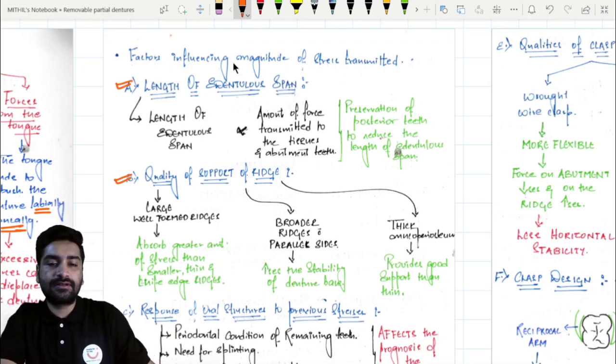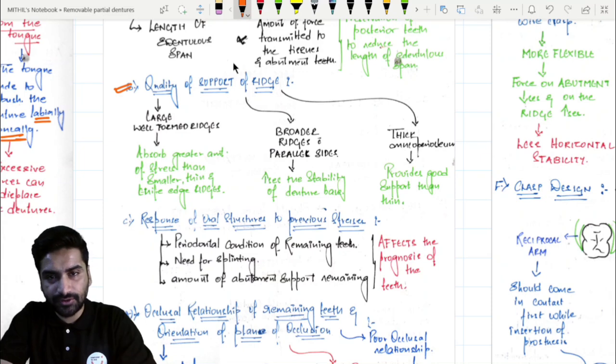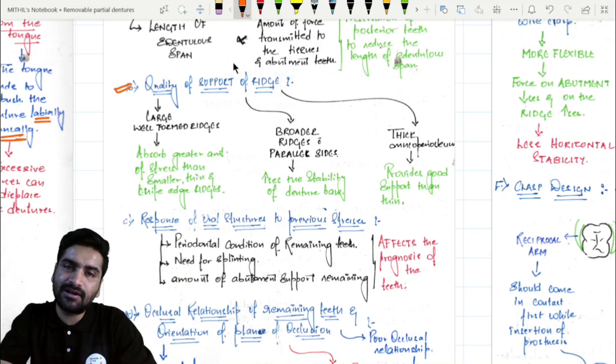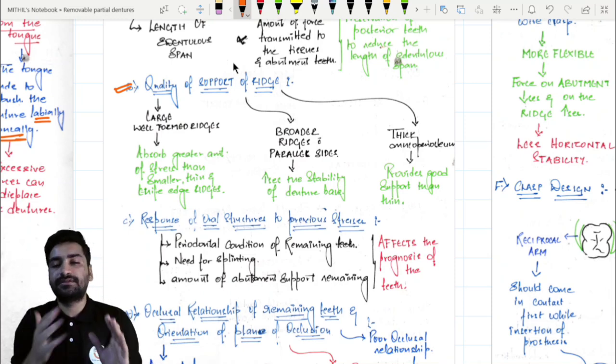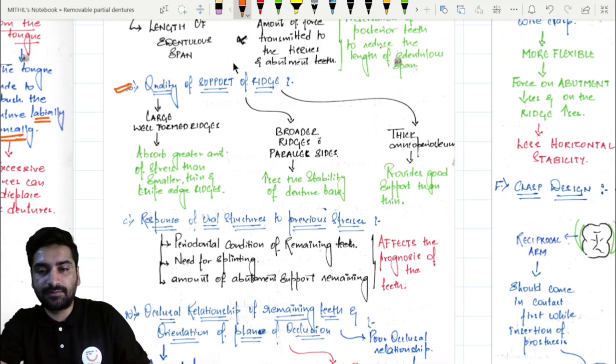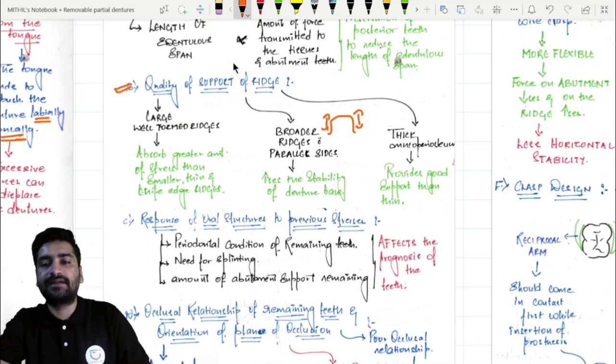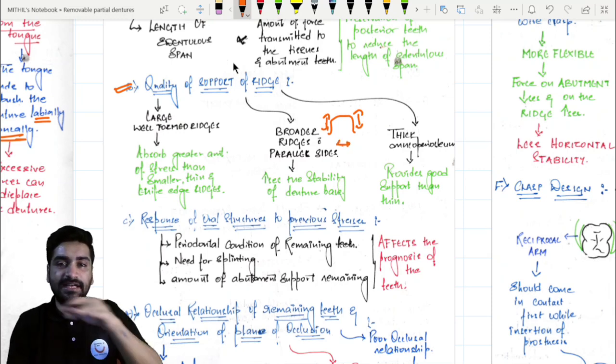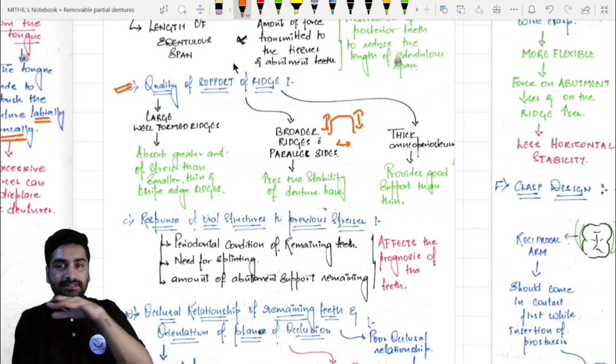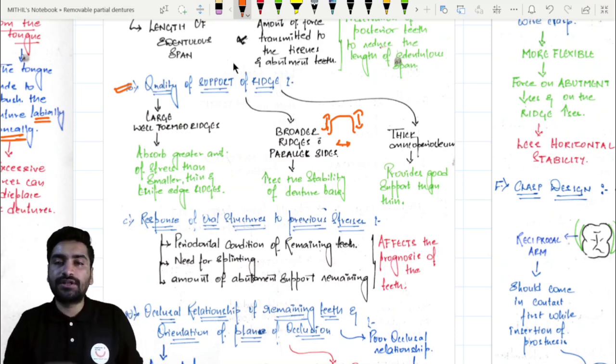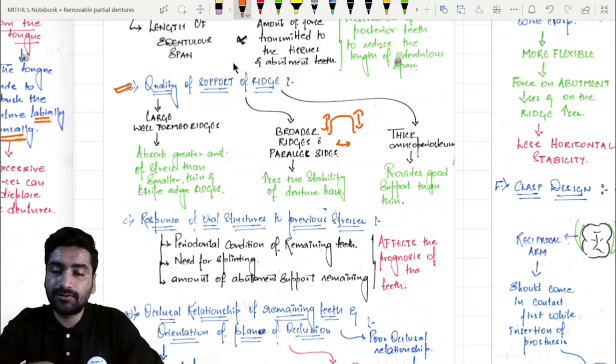Second, the quality or the support of the ridge. If there are large and well formed ridges, obviously large ridges will absorb forces in a greater magnitude compared to a smaller or thin or knife edged ridge. In the same way, if you have a broad ridge with parallel sides, the horizontal stability of the prosthesis will also be more. The prosthesis will very minimally tend to move in a horizontal plane, so it will impart more stability to the prosthesis.